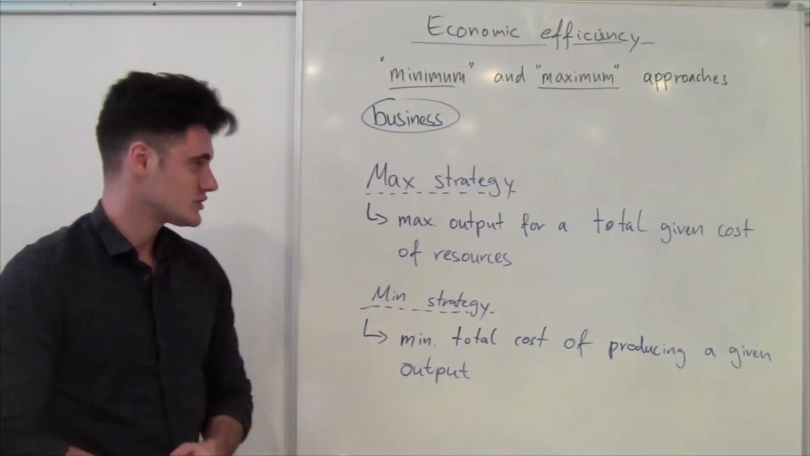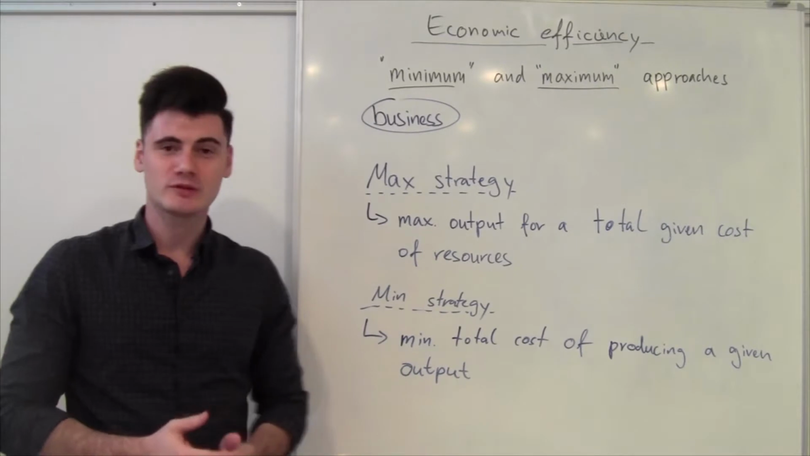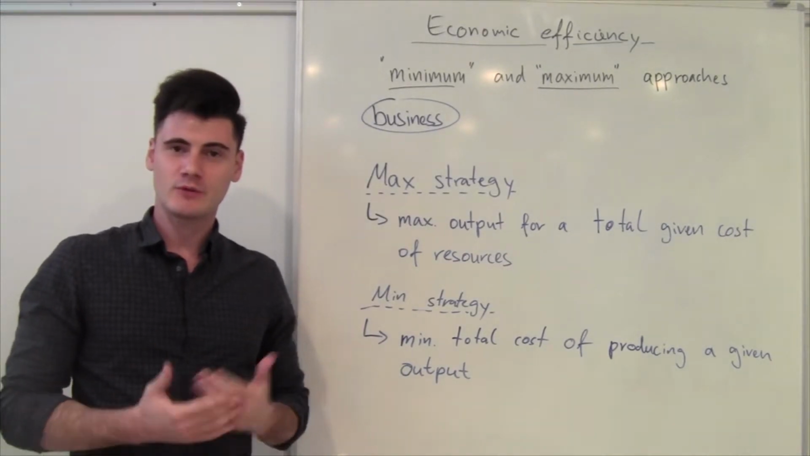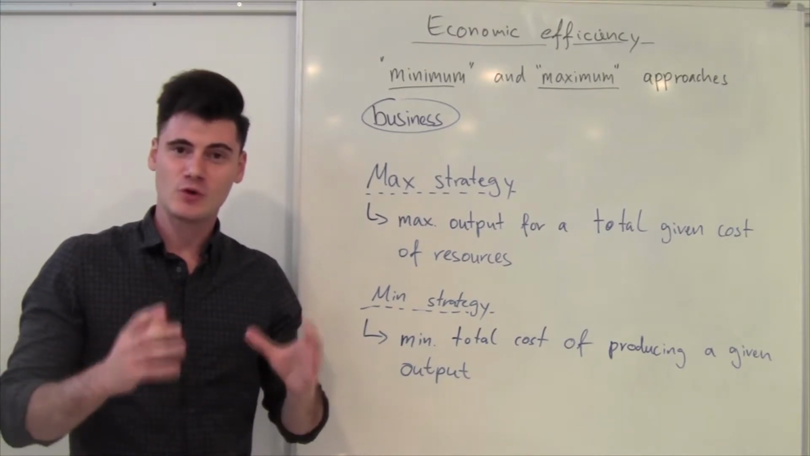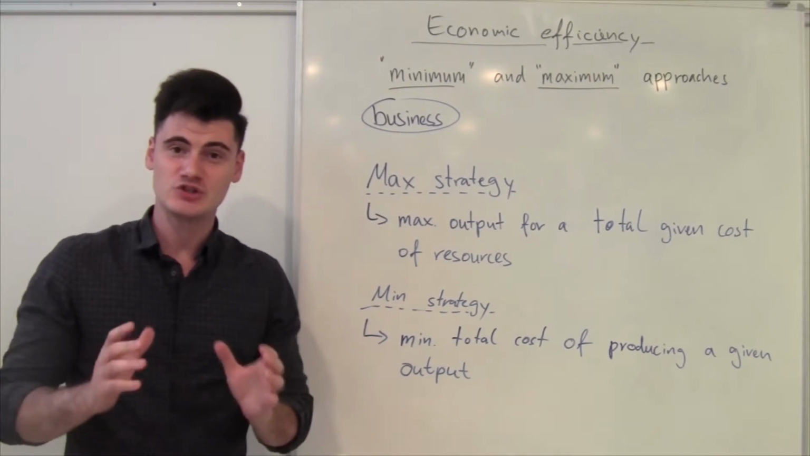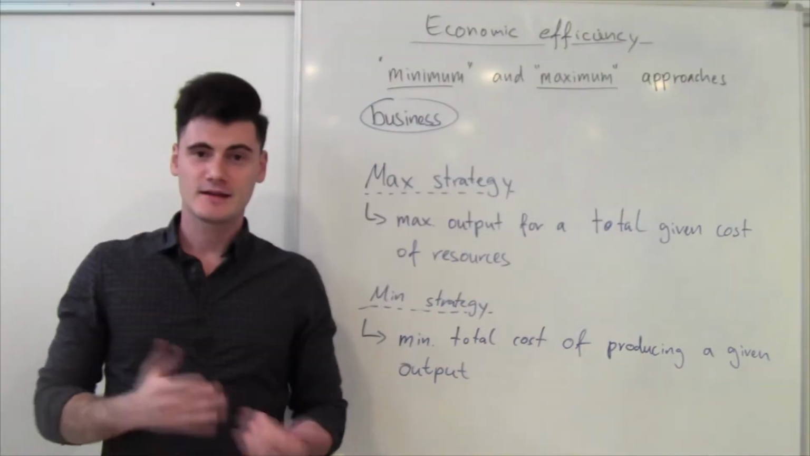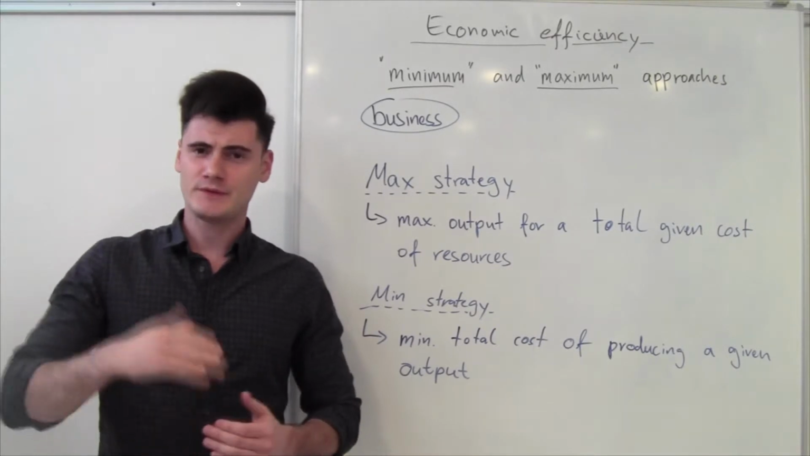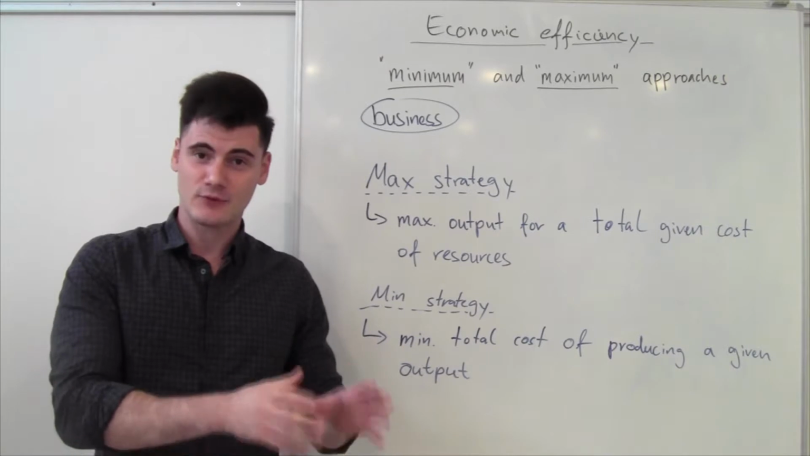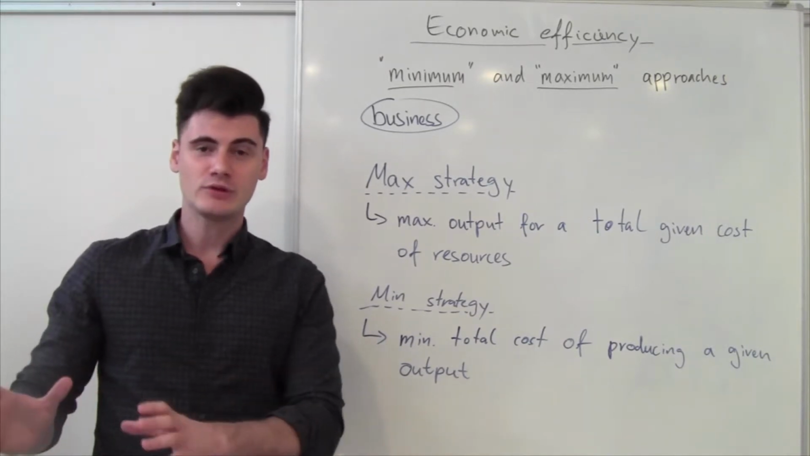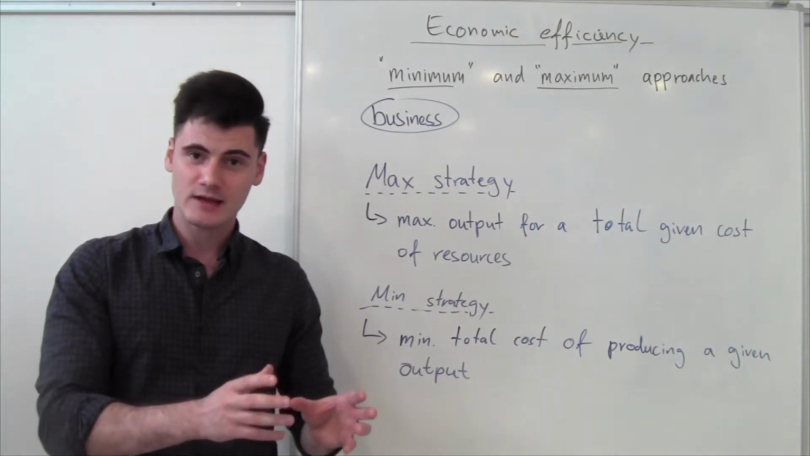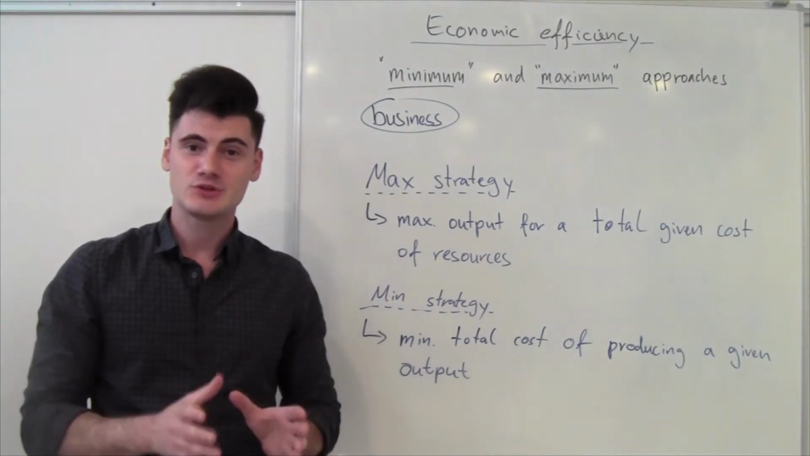First of all, the maximum strategy. Maximum output for a total given cost of resources. What does that mean? Well, that's very simple. For example, you're given a total amount of money or another resource to produce as many units as you can for that amount. In other words, I'm going to give you 15,000 euros as an example, and you produce as many units as you can for that amount of money. Or I will give you that amount of gold and you will produce as much jewelry out of that, rings or chains, as you can.